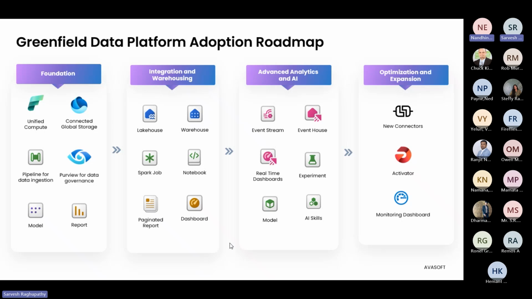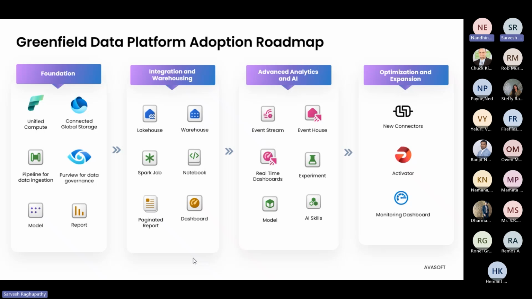So in the optimization and expansion phase, you would expand into new connectors to bring new sources of data into Fabric. And you also have the Activator component that is available in Fabric, which you can use to set up alerts and trigger automatic activities based on an event. And you have a ready-to-use Power BI app that can be downloaded and utilized to monitor your capacity consumption at feature level. And this would also show how many capacity units each of these features is consuming.